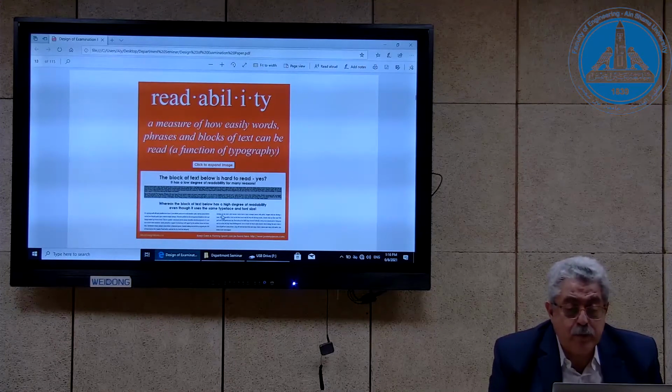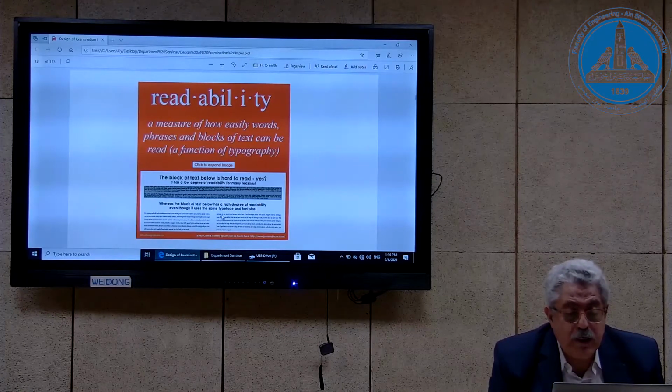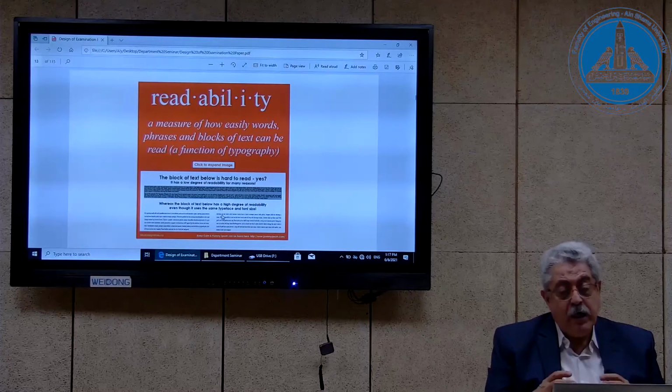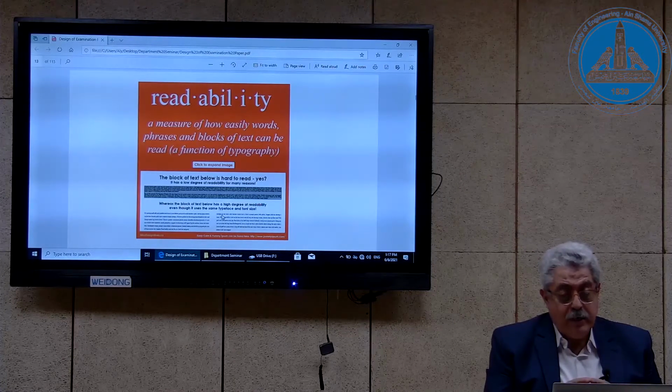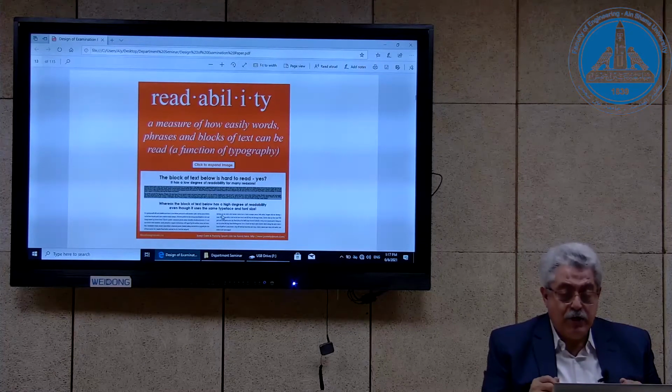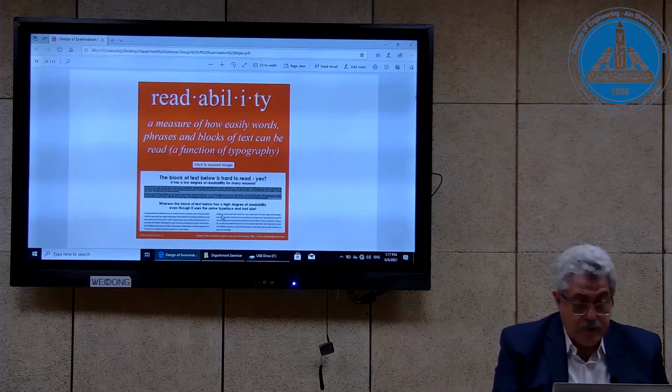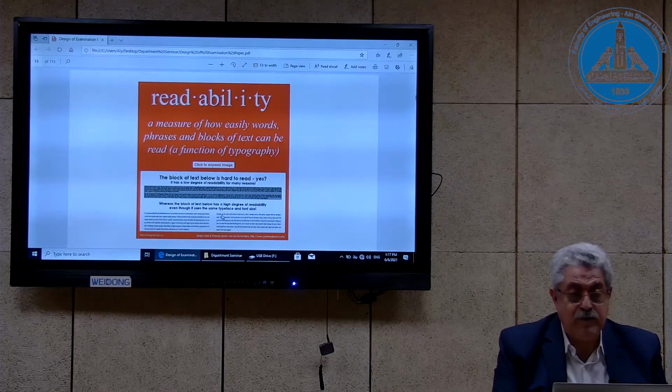The block of text below is hard to read. Yes, it has a low degree of readability for many reasons, whereas the block of text below has a high degree of readability even though it uses the same typeface and font size. Therefore, here shows you how the examining person can adjust the same typeface and the same font size to be more readable. This is the purpose of this series of slides.